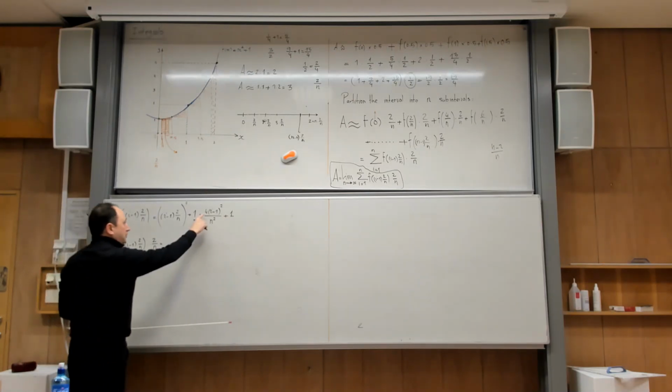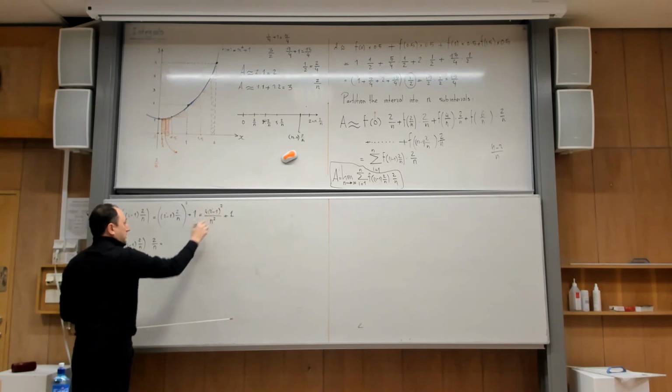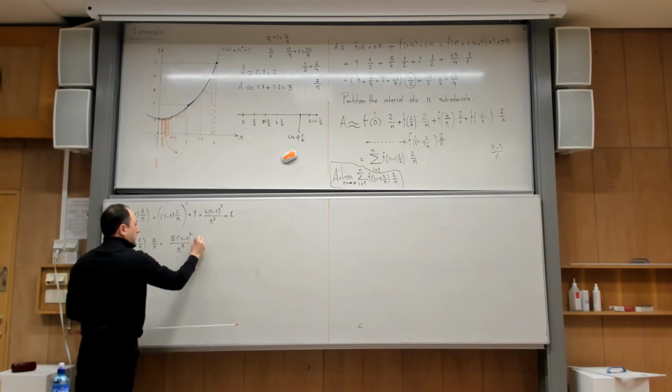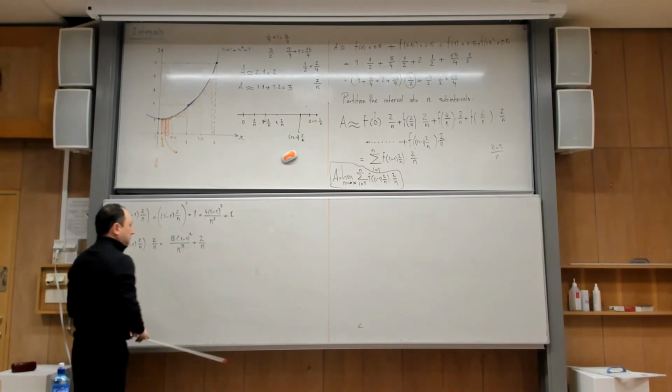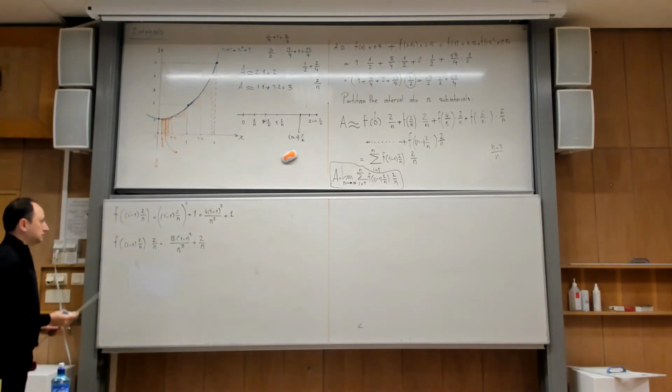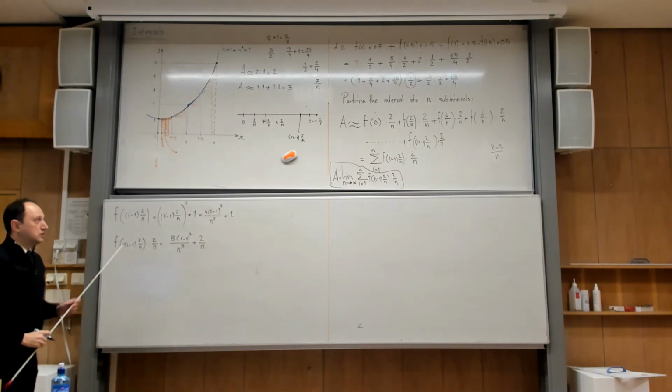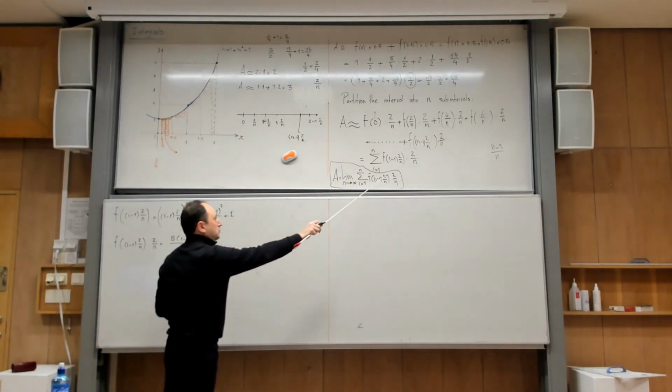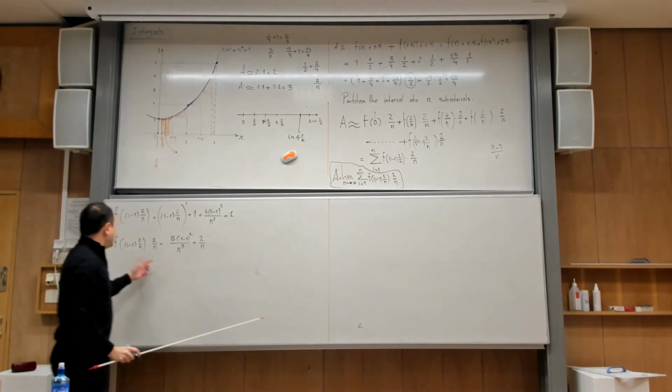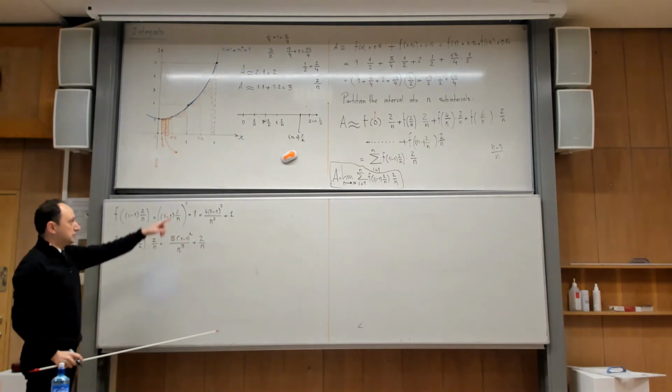So what happens? 2 over n will be multiplied here, so this becomes 8 times (i minus 1) squared. This will be multiplied here, so this becomes n cubed. And then I have to multiply 2 over n here as well. Is that clear? So I calculated this one and I multiplied that by 2 over n. So this is the internal expression for that sigma.